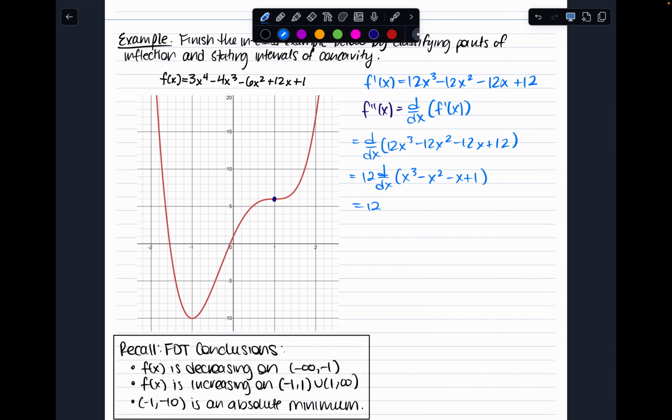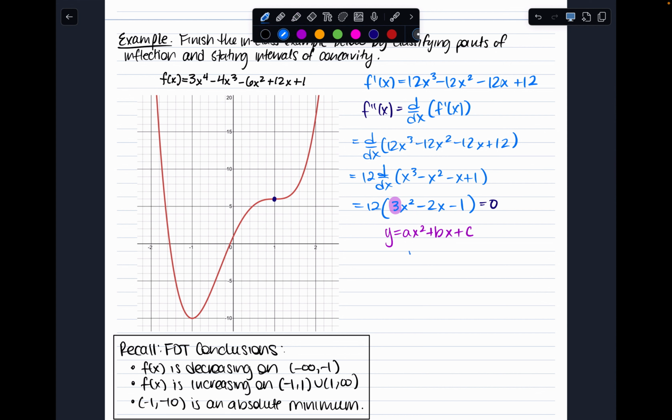This would be 12 times 3x squared minus 2x minus 1. And I'm going to leave the 12 factored out when I set it equal to 0. And now this is a really great time to review factoring. This is a polynomial with a leading coefficient not equal to 1. And this is getting some people on L3 part 1.